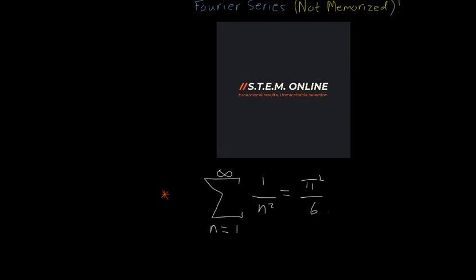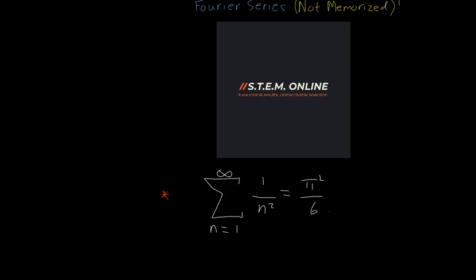Now, most students will just memorize this result. But if you ever wondered why pi shows up in a sum over integers, this video is for you. Specifically, you'll notice that this summation is actually in the form of a Riemann zeta function, where the exponent on n is 2. There are multiple ways to derive it, but I'm going to derive it using Fourier series.